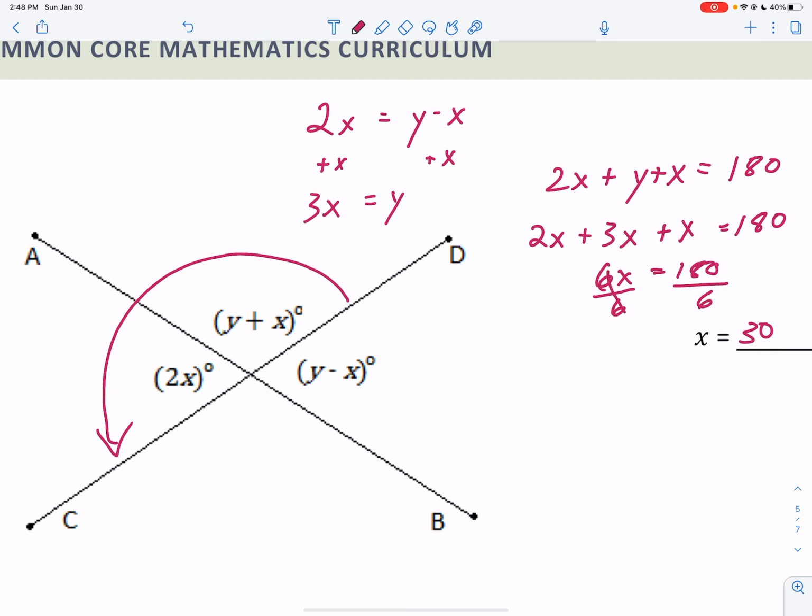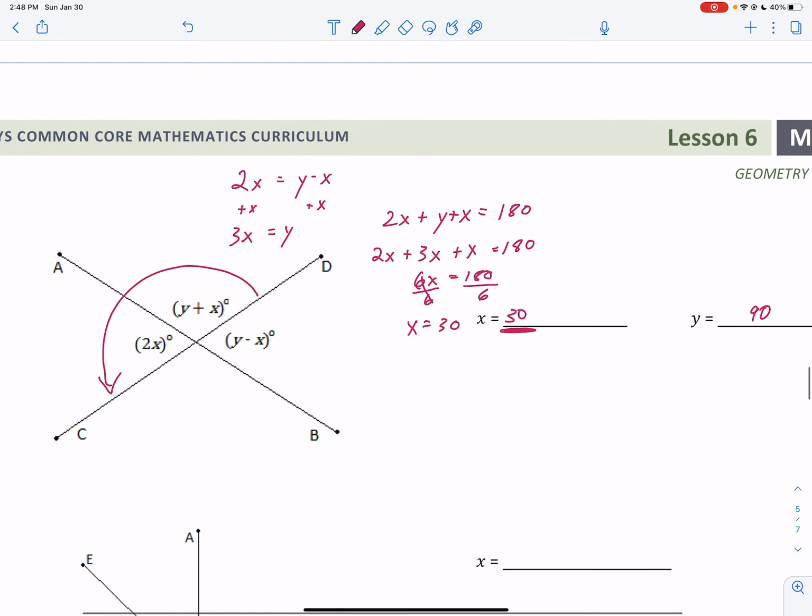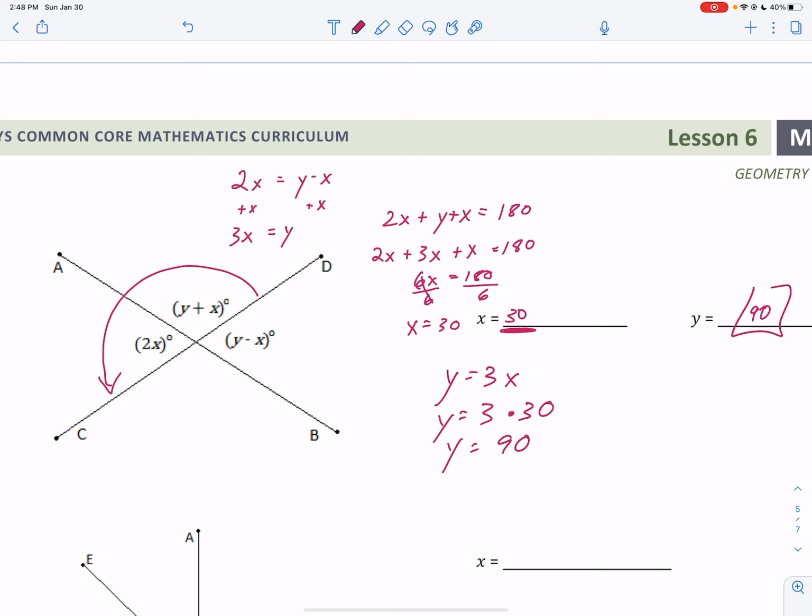Divide by 6, and you get x equals 30. Hey, we already knew that. So you see, it should give you the exact same results regardless. Now, since y is equal to 3x, and x is equal to 30, y is equal to 3 times 30, which is 90. But do you see how there's a lot of ways you could do it?